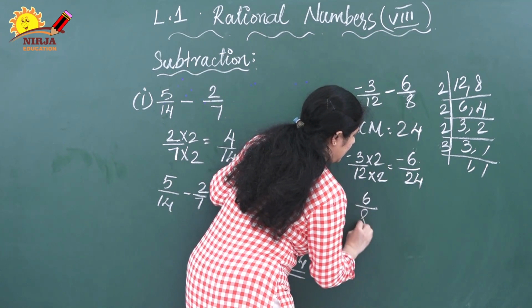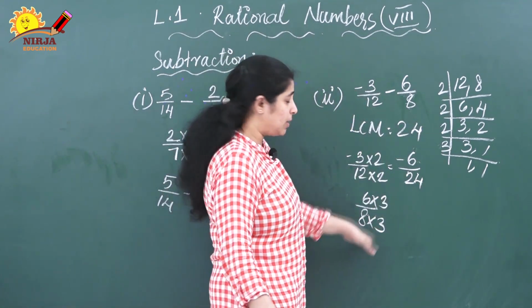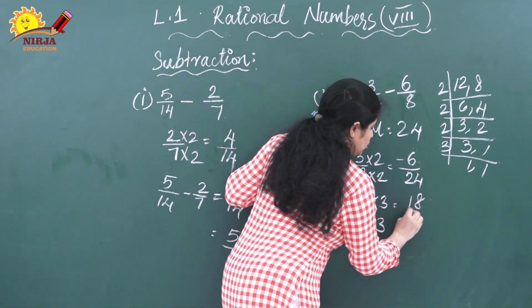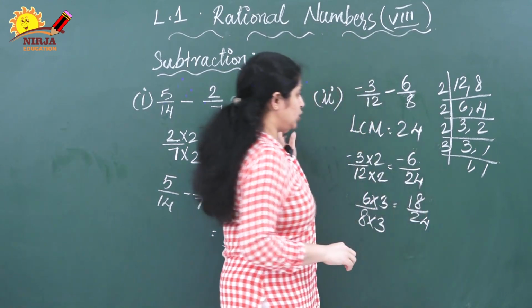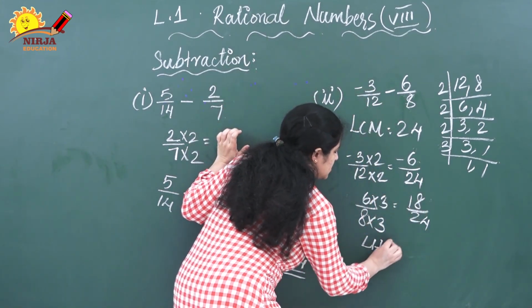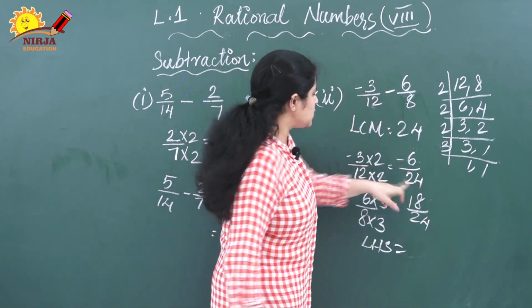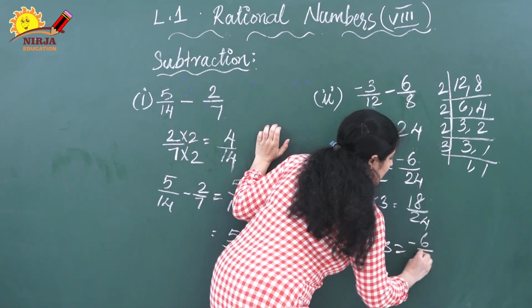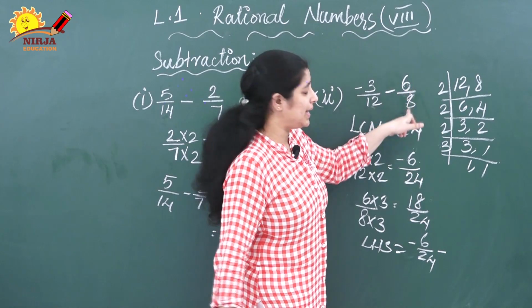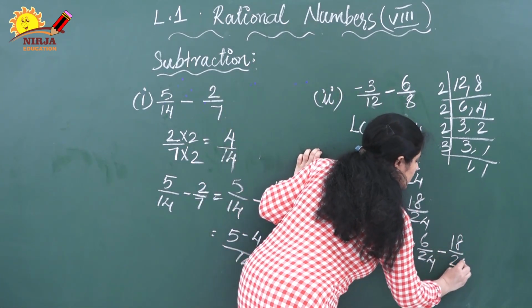Now you have to change this number, 6 by 8. So by 3 you have to multiply. By the same number you have to multiply the numerator also. 6 3s are 18. 8 3s are 24. Instead of this question I am writing it as LHS. Minus 3 by 12 you can write it as minus 6 by 24. Minus, instead of 6 by 8 you can write 18 by 24.